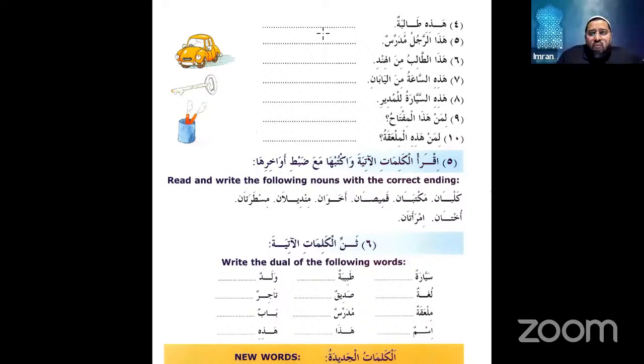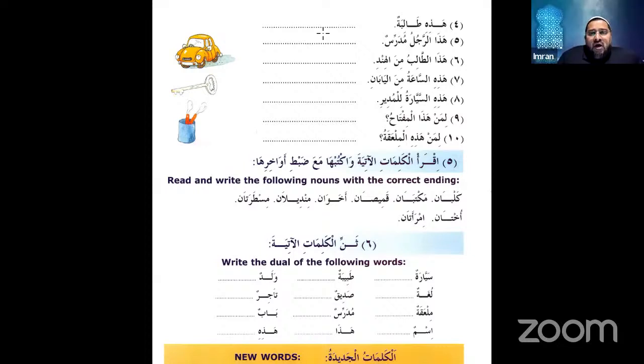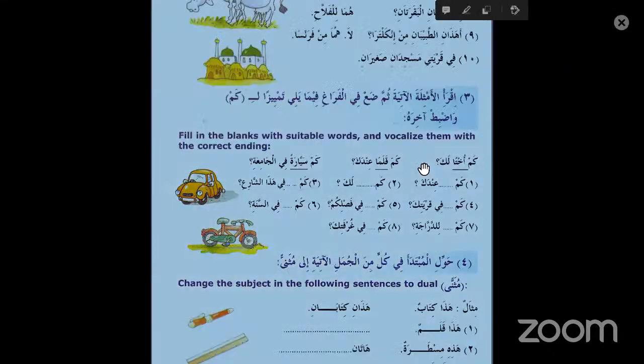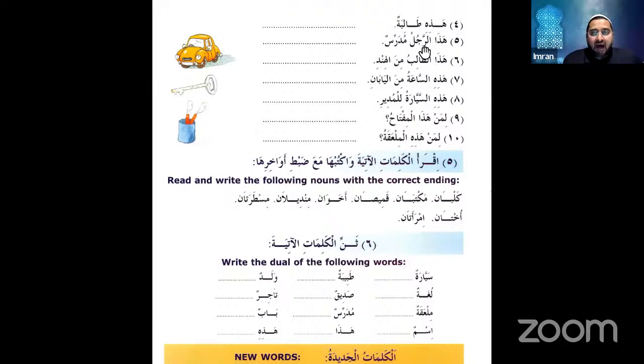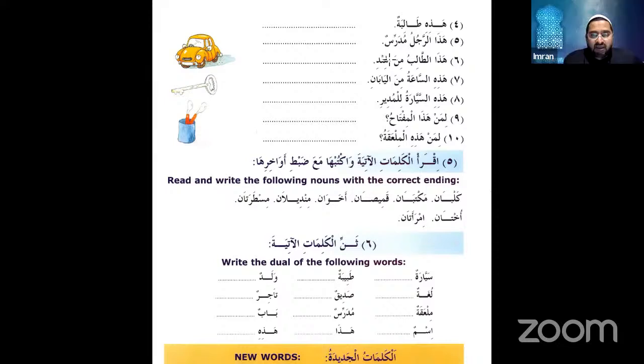هذا الرجل مدرس. This man is a teacher. And the dual of هذا is هذان. هذان الرجلان مدرسان. Excellent. You got it now.